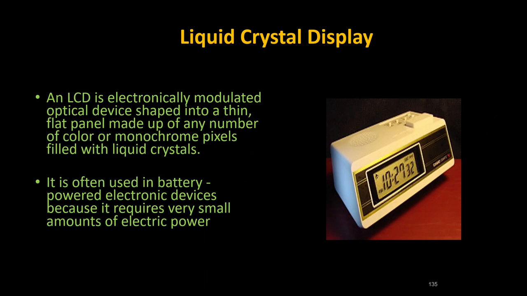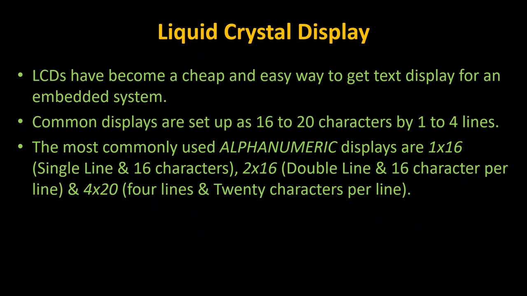Just the basics of your liquid crystal display. A liquid crystal display is an electronically modulated optical device shaped into thin flat panels made of any number of colors or monochrome pixels filled with liquid crystals. The main advantage of an LCD compared to a CRT is that it can be battery powered. Modern equipment which consumes battery power has no necessity of higher voltage for its operation. It can have the display with LCD.